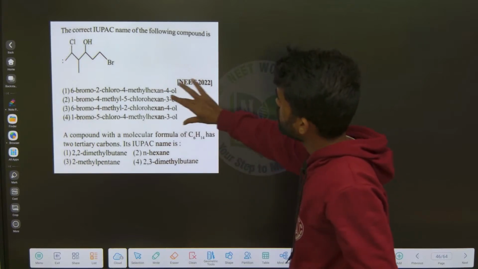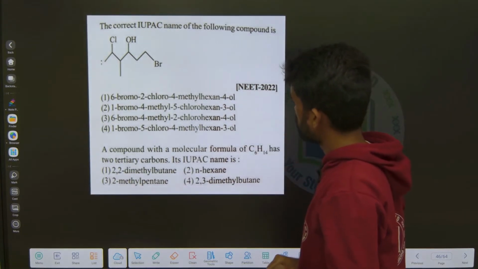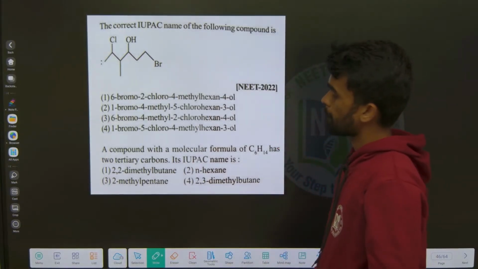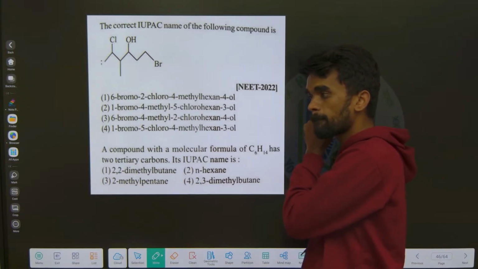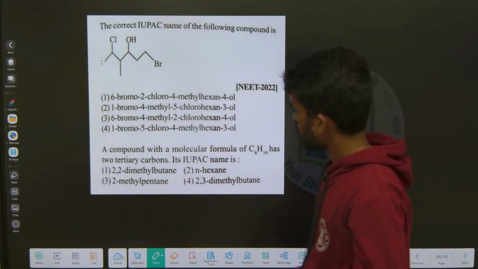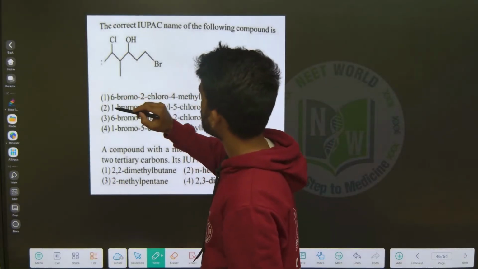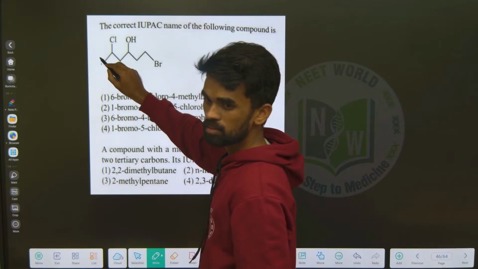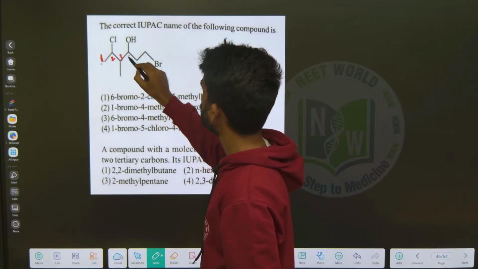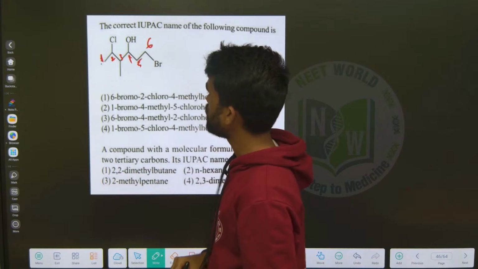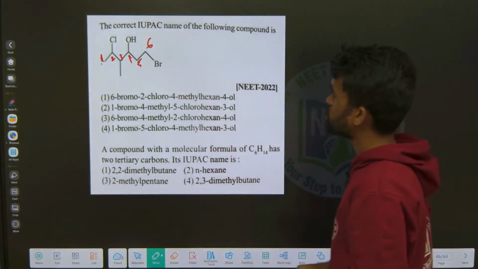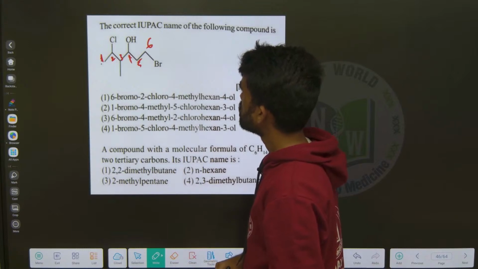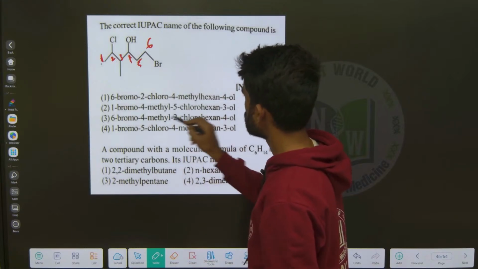Can you try this? 6 bromo, 2 chloro. From where should I start numbering? That side? This side? 1, 2, 3, 4, 5, 6. Tell me. 2 bromo, 2 chloro, 3 methyl hexane. So the first one, that's it.